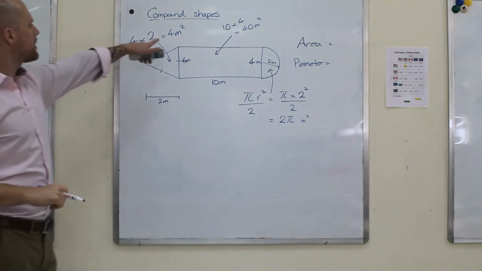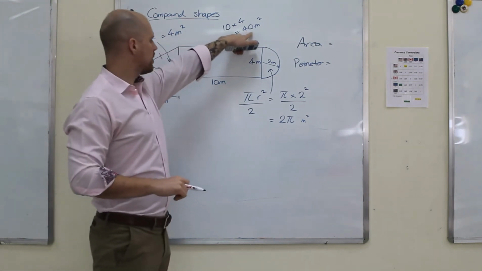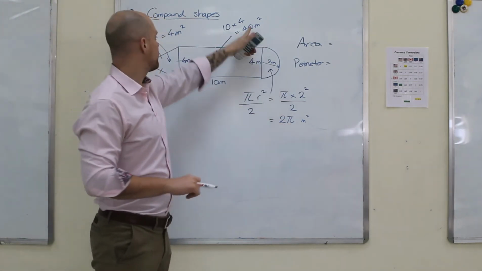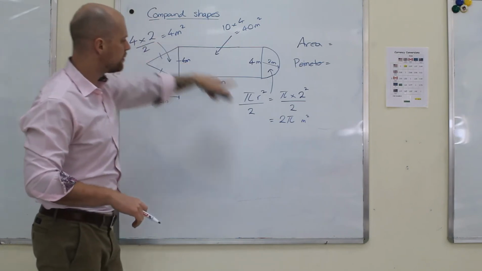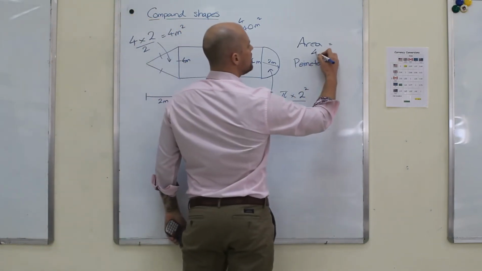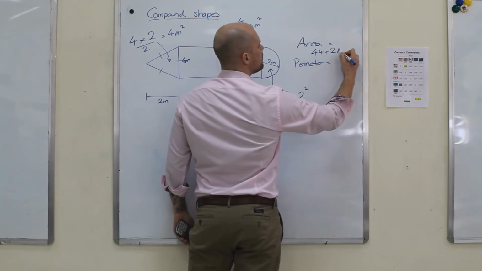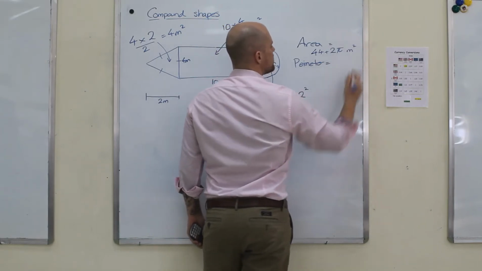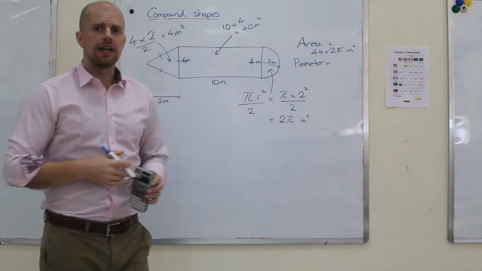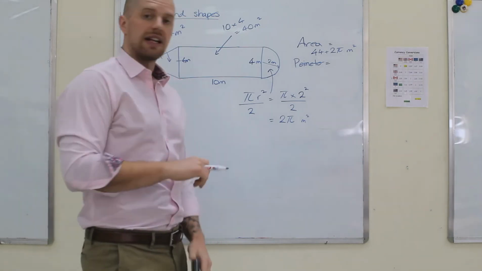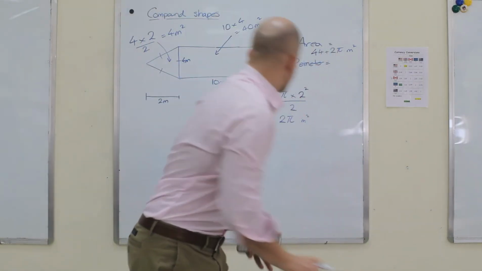And what I would do is I would add this one, and this one together. I get 40 and 4, which is 44, and then 2 pi. So I'm going to leave it like this, 44 plus 2 pi meters squared. You could of course put it in your calculator if you wanted to get it to 3 significant figures.